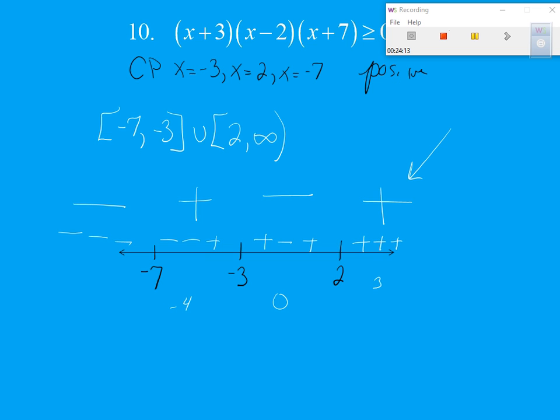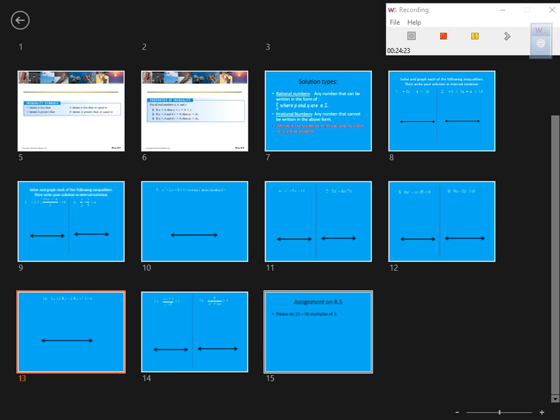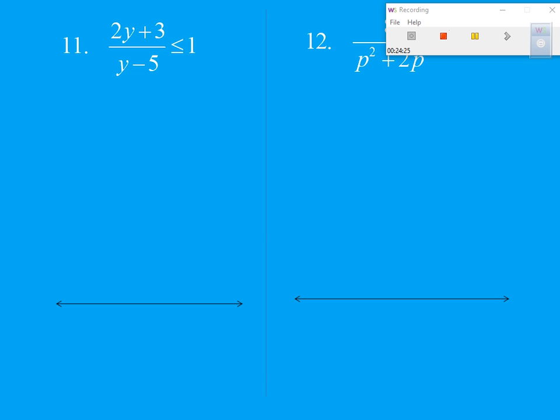Okay, so guys, that's most of the lesson. I've got to show you how we're going to handle fractions now. So here comes my number 11. Notice that there's a fraction. Remember, whenever we add or subtract fractions, we are going to get a common denominator. So it's going to look like this.